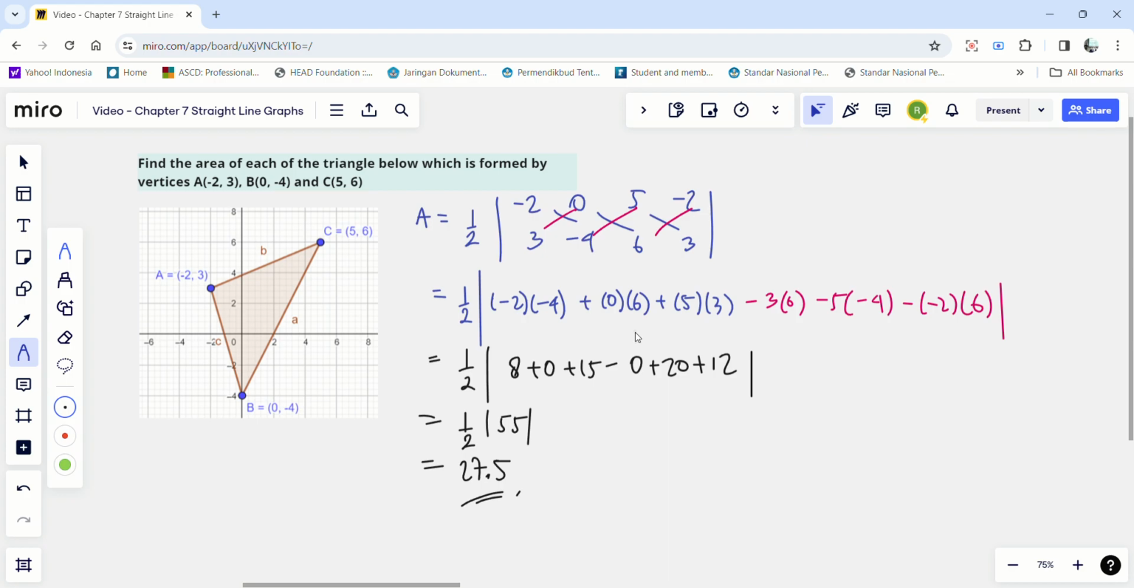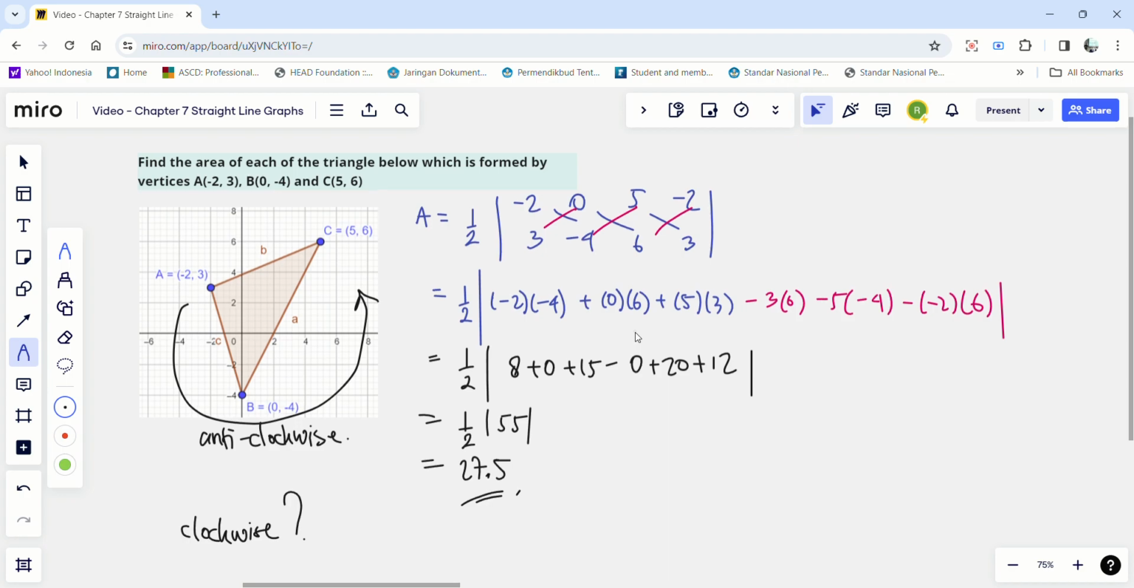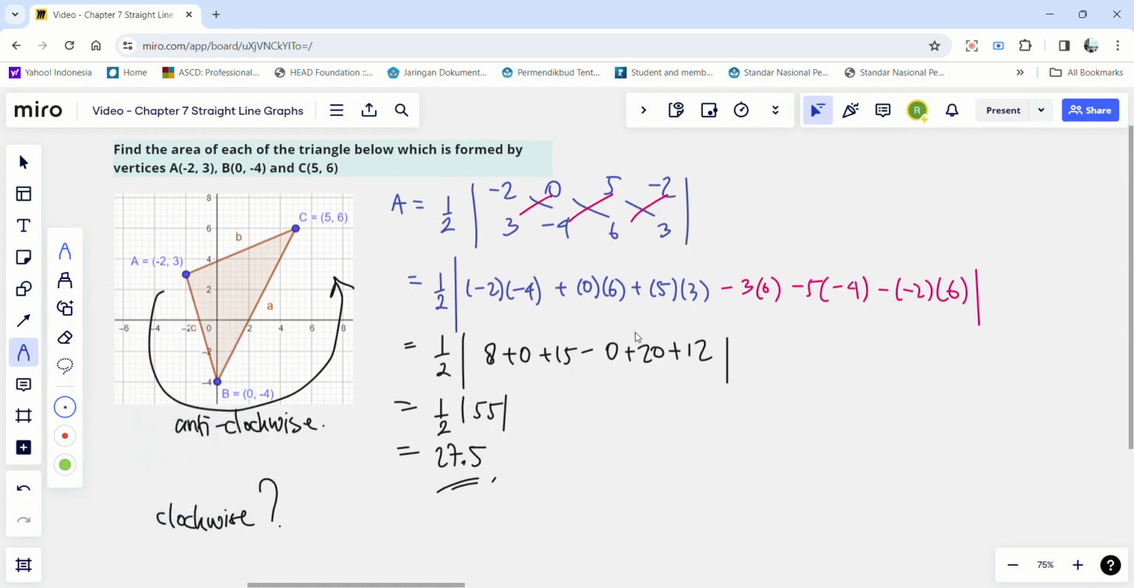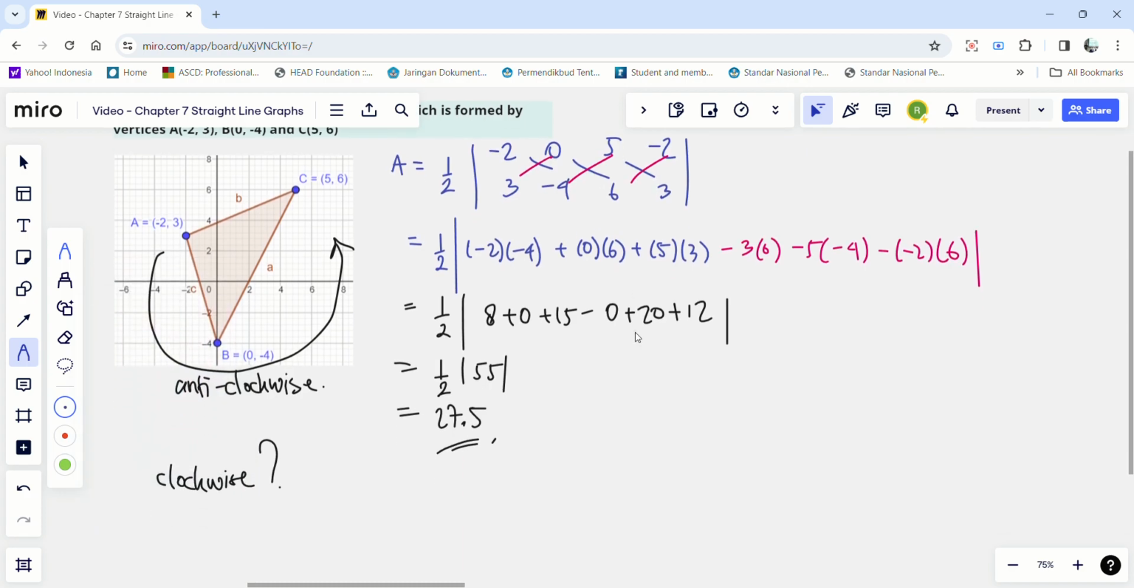So the way I do it here is I put the direction this way, and this is anti-clockwise. You can try it on your own: if you use the clockwise direction, will you end up with exactly the same result? Based on the trial that I have done, the difference for clockwise is that you will get half modulus of negative 55. That's why it's really important for you to put the modulus sign, to ensure that our result will always be positive.